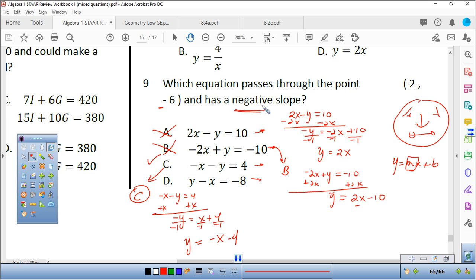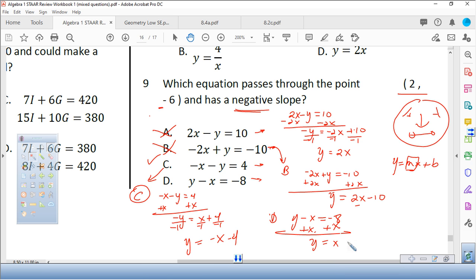Does it pass through the point 2, negative 6? I don't know. If this one doesn't have a negative slope, then why even try at that point, right? D. Y minus x is equal to a negative 8. Add x. These cancel. Y is equal to x minus 8. Guys, come on. How could it be? Positive slope here. This is the only one that has a negative slope.